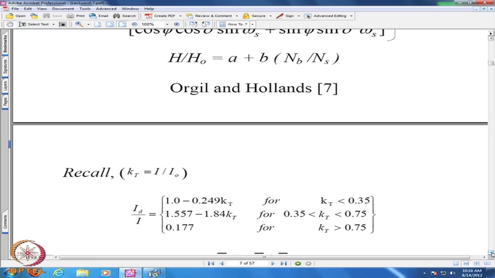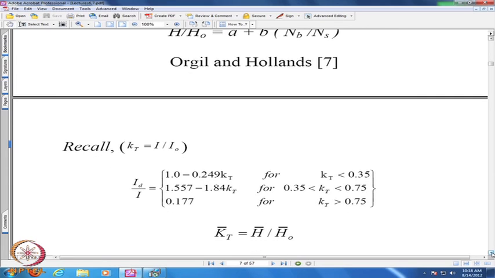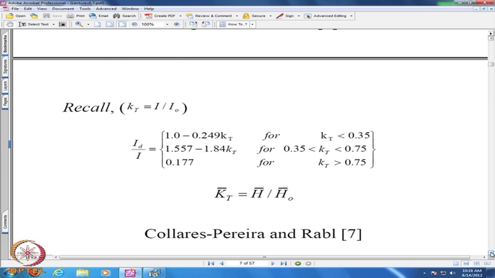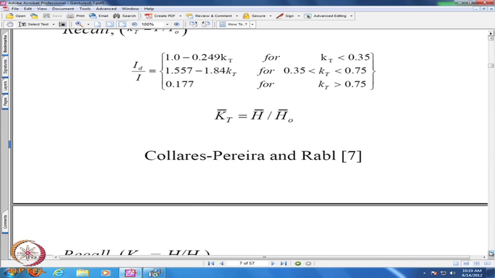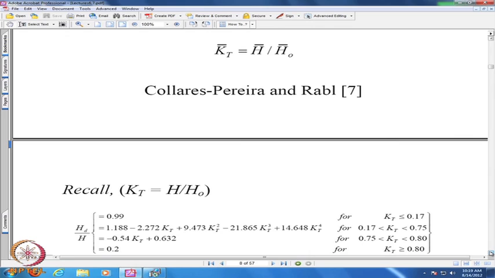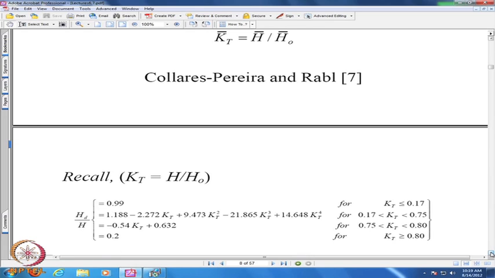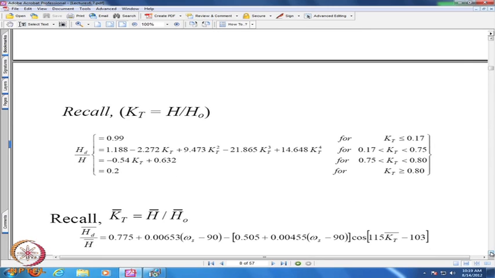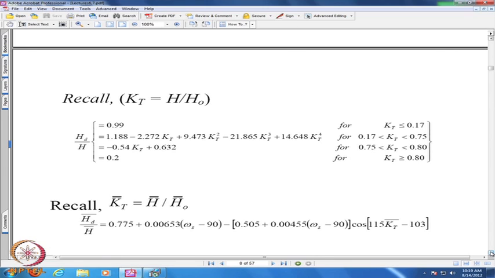The first of the correlations is due to Orgill and Hollands, which expresses diffuse radiation to the global radiation as a function of the clearness index, and you may recall that the clearness index is nothing but the radiation that is received on the Earth's surface divided by the extraterrestrial radiation I 0. Correspondingly, you may define a K T bar, the monthly average daily clearness index, as the corresponding ratio of terrestrial radiation to the extraterrestrial radiation, and Collares-Pereira and Rabl have given the relations for the daily diffuse fraction in terms of the daily clearness index, that is H d by H, and also H d bar by H bar, which is nothing but the monthly average daily diffuse radiation to the monthly average global radiation.